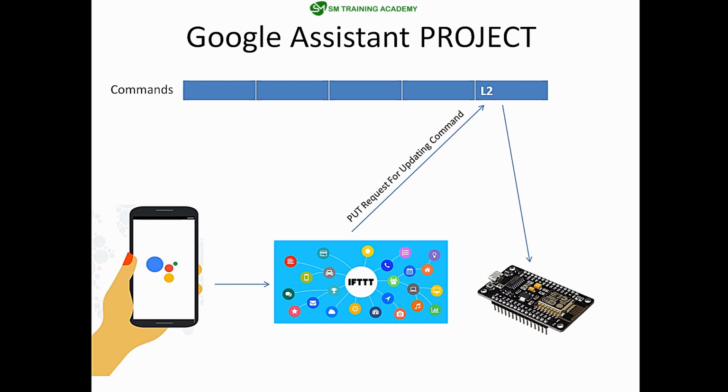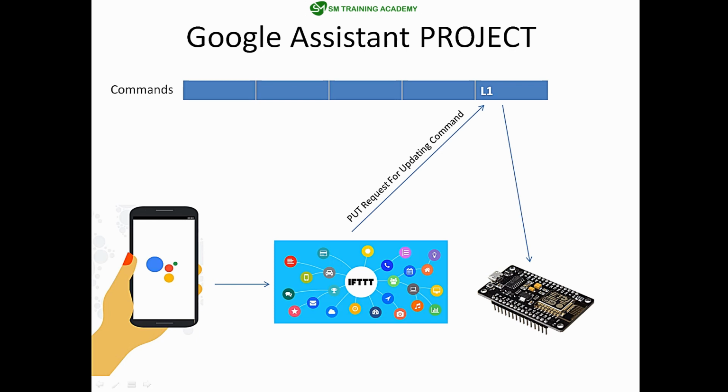We will be configuring the Google Assistant phrases with the help of IFTTT, and if you say "turn on the light" to this Google Assistant, this IFTTT will be sending a PUT request for updating the command L1, and this receiver NodeMCU will be continuously reading the command string from the same command ID which we are updating using this IFTTT, and if we receive L1, we will be turning on the LED, that is the blue LED which is connected to D0 of the NodeMCU.